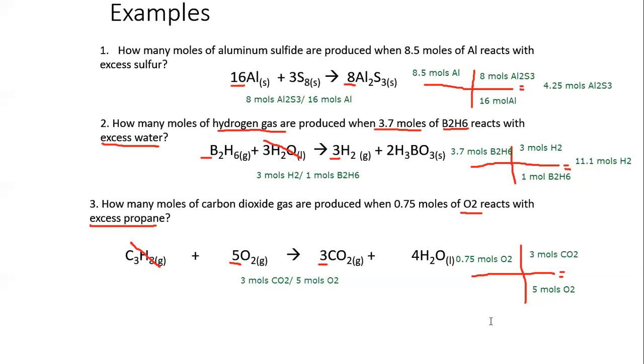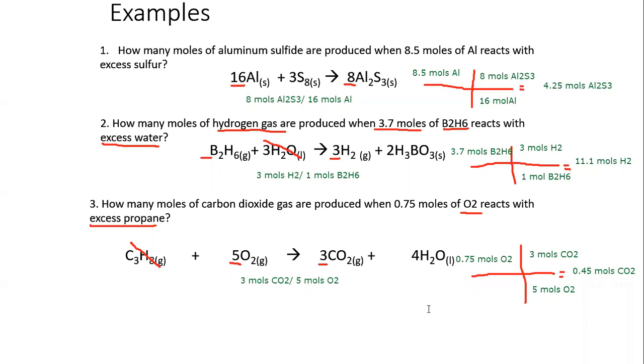So again, whatever we're starting with in the ratio, its coefficient goes on the bottom. Whatever we're going to, its coefficient goes on top. And we get 0.45 moles of CO2. So again, you're seeing the same process pattern that we're doing in this.